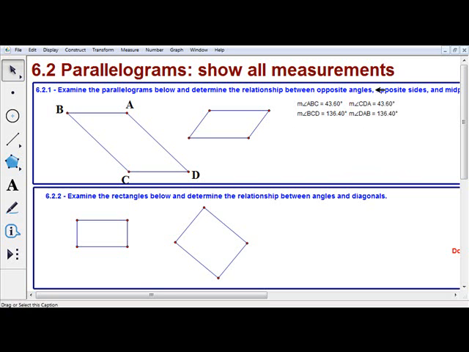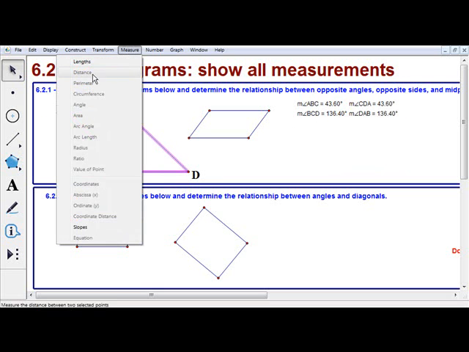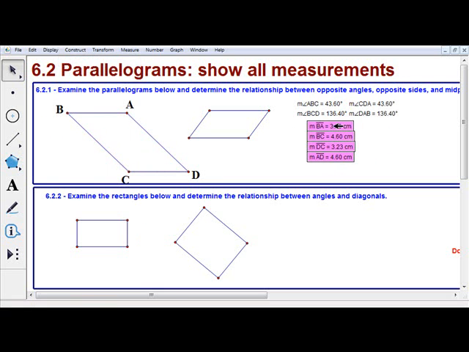And we can see the same thing with respect to opposite sides. Again, if we just click on those four sides and measure their lengths, we can see that relationship all at once, that these opposite sides here, just like the opposite angles, are equal to each other. And that's true for all parallelograms.